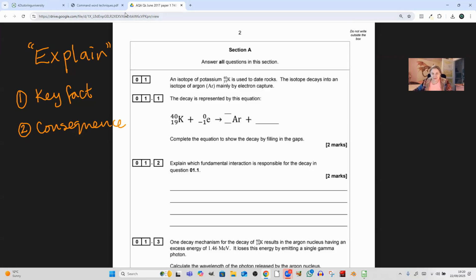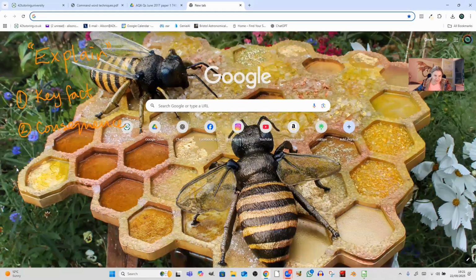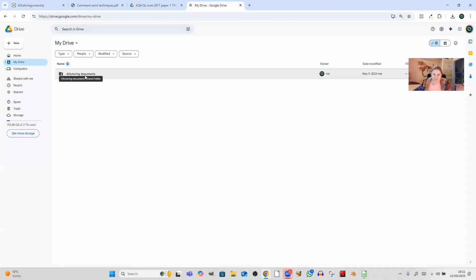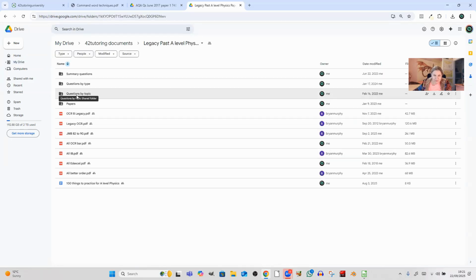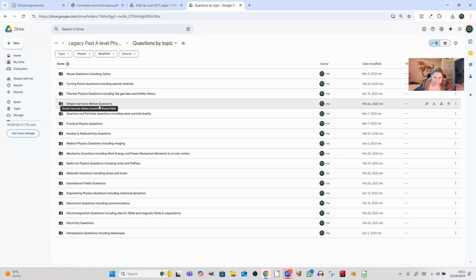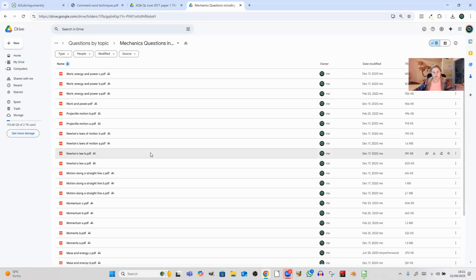Okay, so what I'm going to do is clear my drawings. I'm going to go to my documents, and I'm going to pull up some questions by topic. I'm going to start with mechanics. You do quite a lot of mechanics at GCSE.